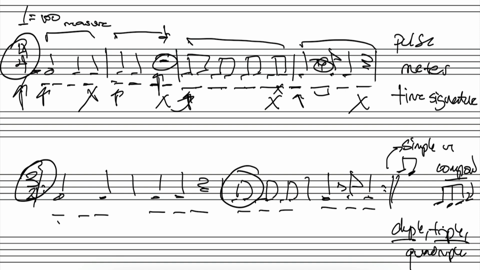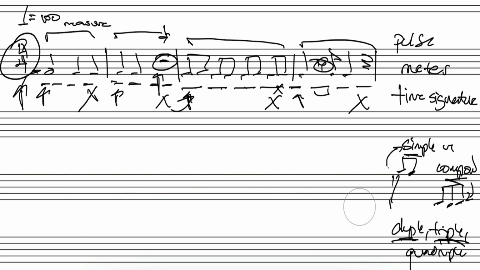So every meter description is going to include both the subdivision type, simple or compound, as well as the number of beats in the measure, duple, triple, or quadruple. So examples might be a simple duple meter, a simple triple meter, or a compound duple, or a compound triple. In simple meters, the time signature is going to map really closely onto these descriptions.